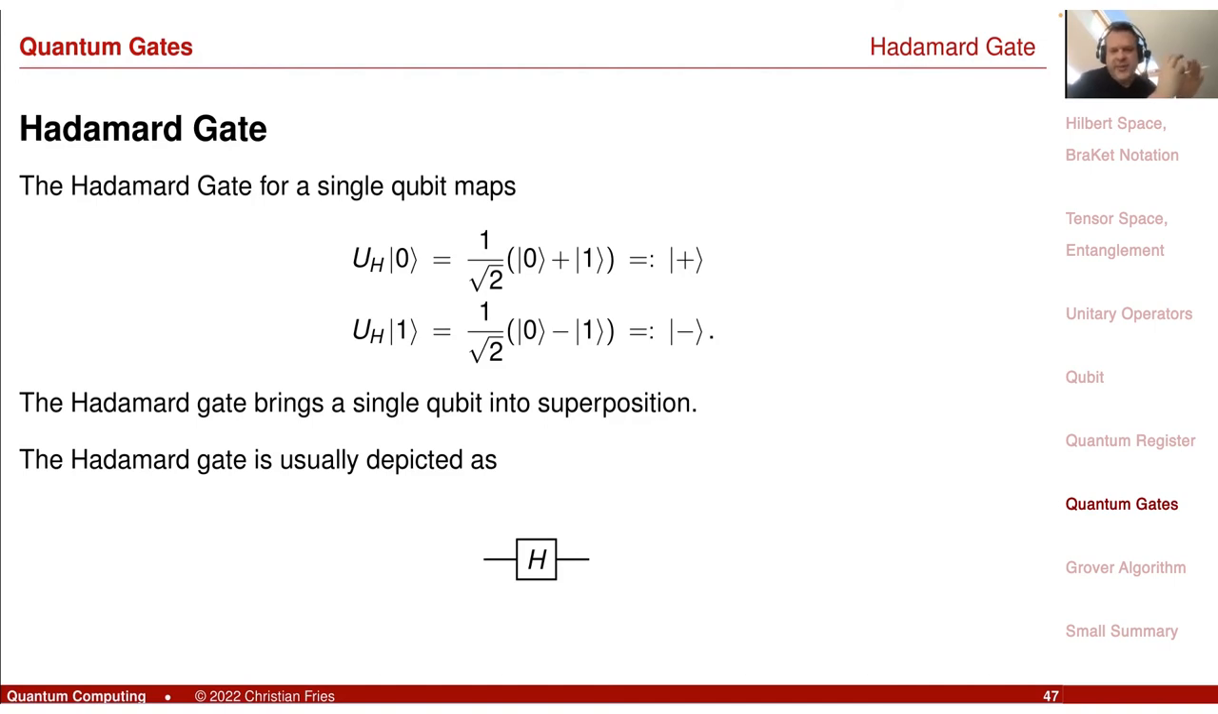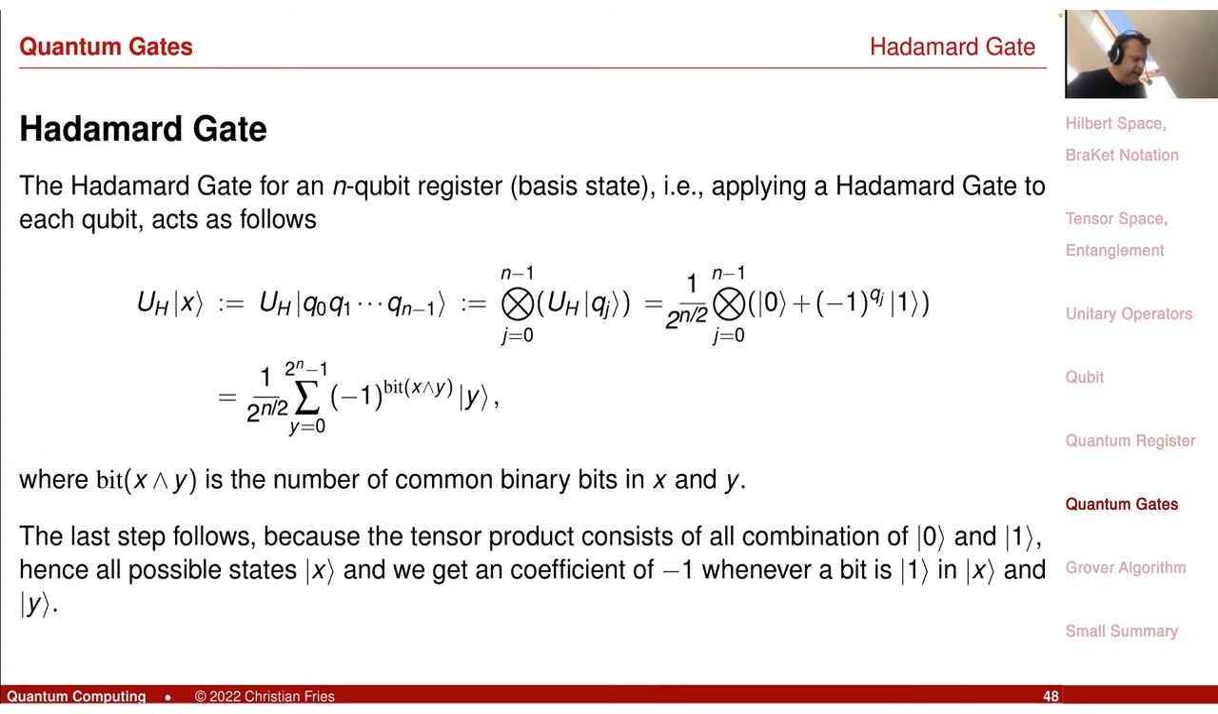So the Hadamard gate brings a single qubit into superposition, and the Hadamard gate is usually depicted with this H. Now an interesting thing: what happens if you apply many Hadamard gates to every qubit of a quantum register? So I have a quantum register and I apply a Hadamard gate to every qubit. Let's have a look at this.